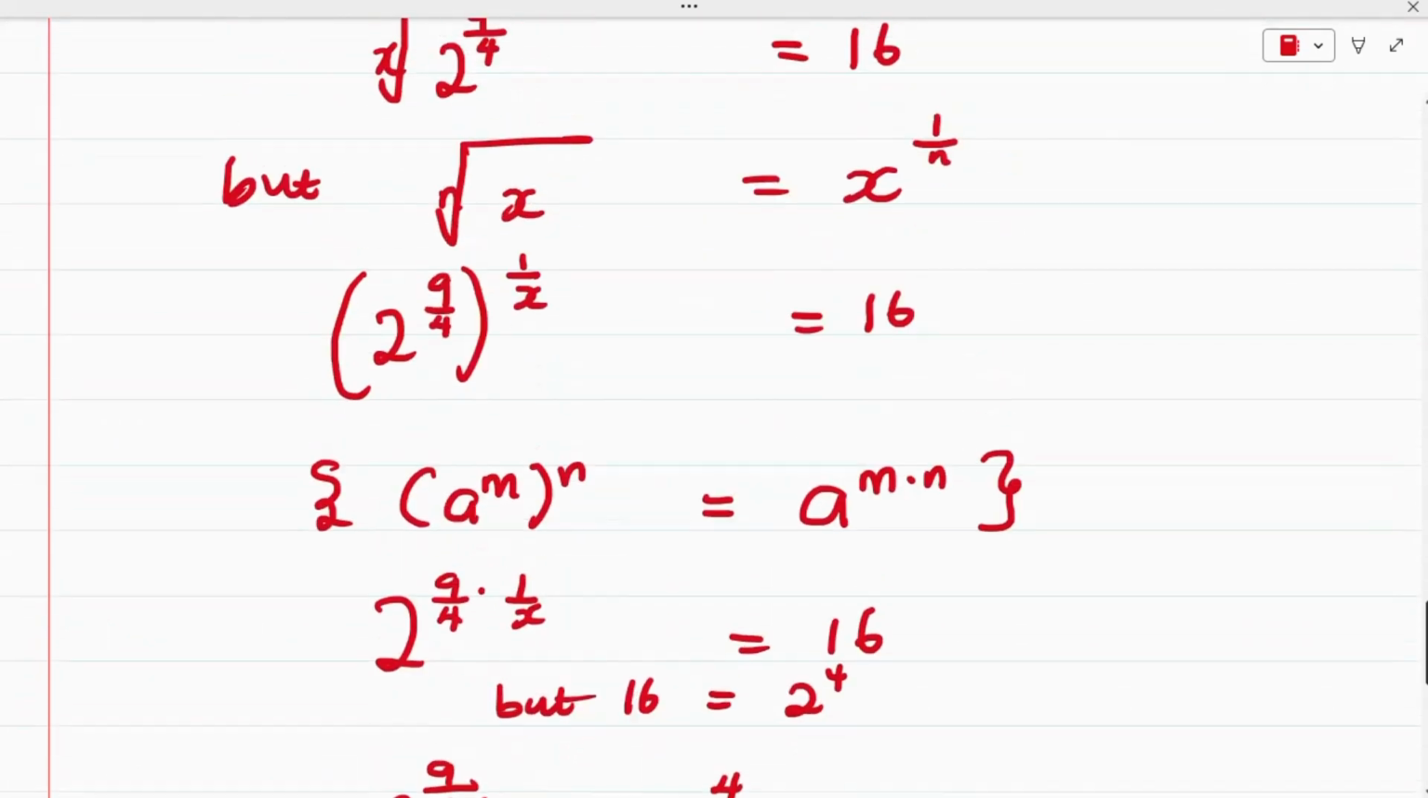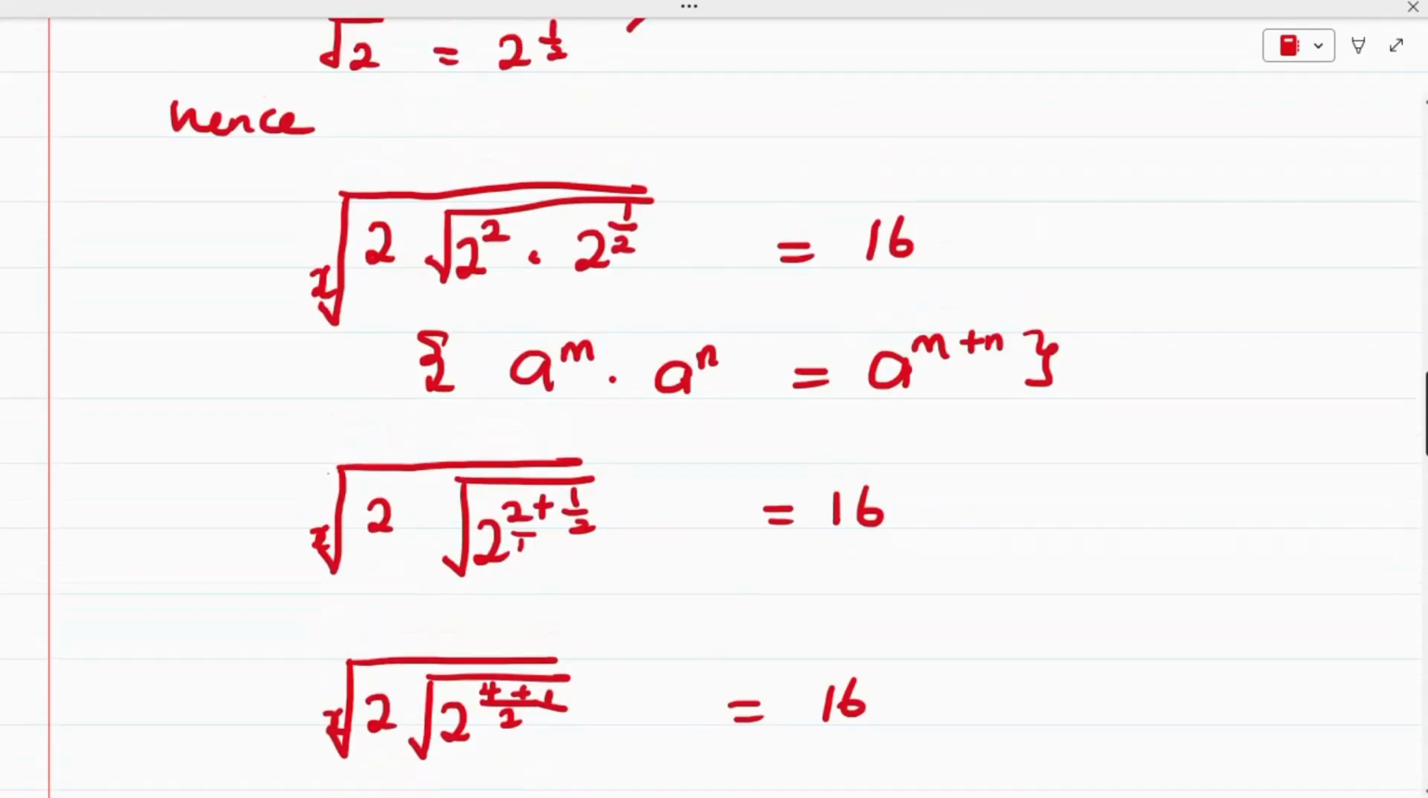So right here guys, this is the second method that you can actually use to solve this nice math problem right here.